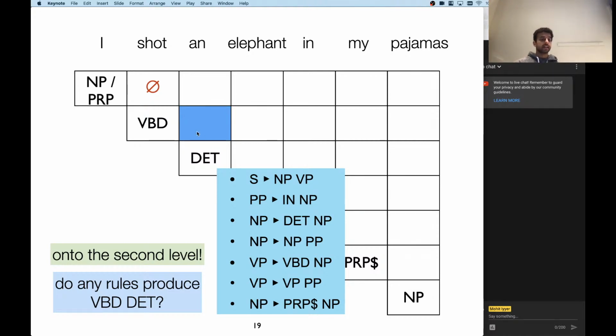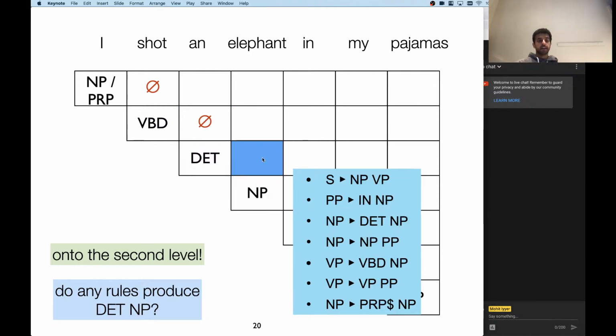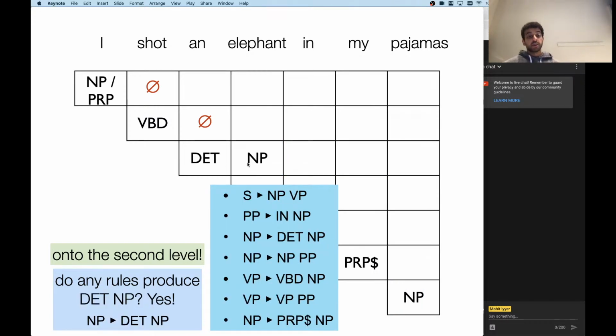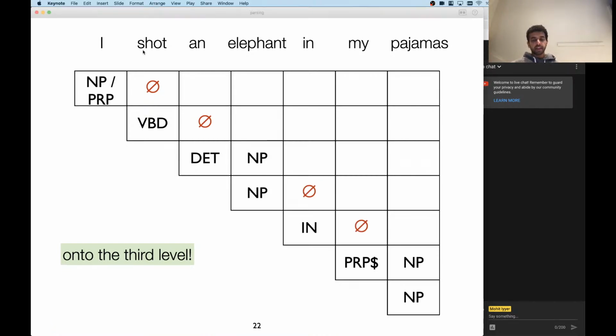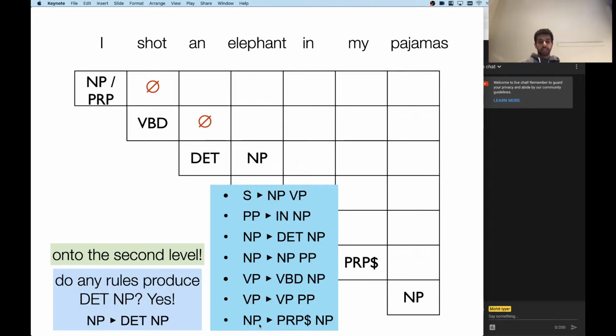Now we'll move on to this cell, "shot an". For "shot an", there's only one possibility to consider, which is VBD determiner. I see no VBD determiners on the right-hand side, so this is also a bust. I move on now to "an elephant". I have a determiner and a noun, so I look here and I actually do have this rule: NP is formed by a determiner and a noun. So I can fill this in with finally a non-null symbol. I can get a noun phrase for "an elephant", and that makes sense, because an elephant is a determiner followed by a noun. I can fill in the rest of the second level by following the same logic. And I find that this cell that spans "my pajamas" also produces a noun phrase, because this PRP and NP rule is part of my grammar here at the bottom.